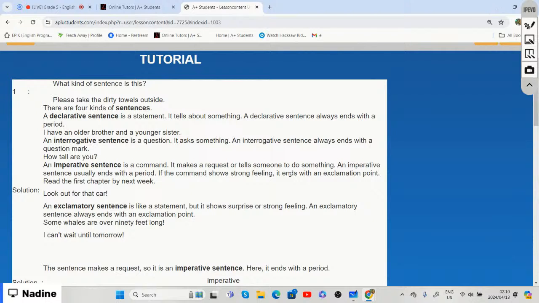all right, the example says, I have an older brother and a younger sister. And this is almost like an example that I made earlier on. If you tell somebody that you've got an older brother and a younger sister, they're not going to have to respond to it, unless you have a conversation about how many siblings I have and so on. But when it comes to a declarative sentence, right, it is a statement and it tells about something.